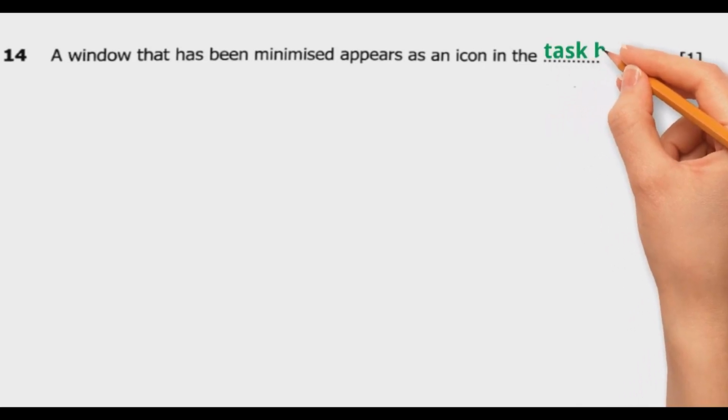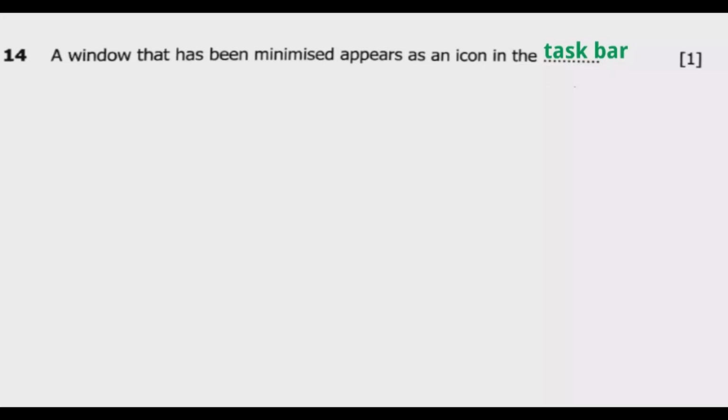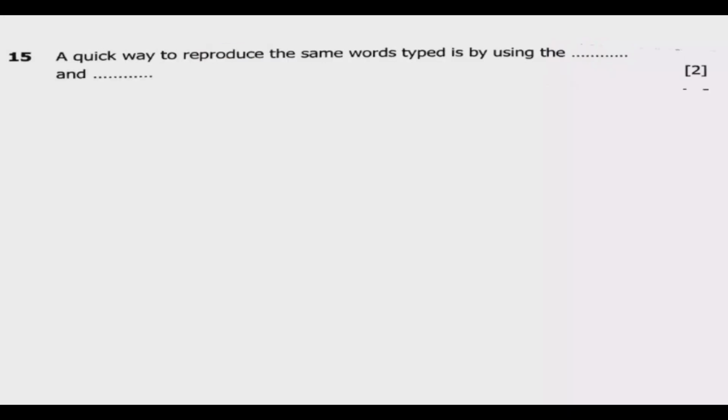Question 14 is as follows. A window that has been minimized appears as an icon in the taskbar. So when you minimize a window, it will appear in the taskbar.